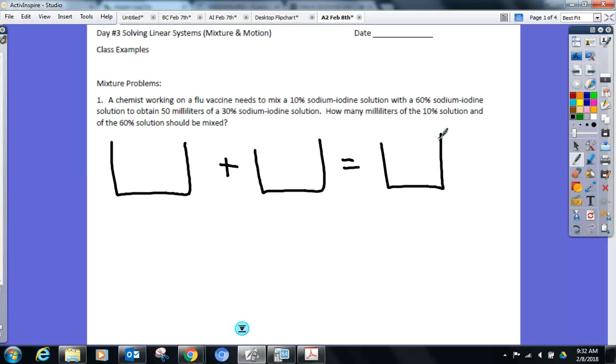What do you know about the first solution? 10%. So I'm just going to put 10% in here. Do I know how much I need? No. That's what I'm trying to find. How much of that 10% solution do I need?